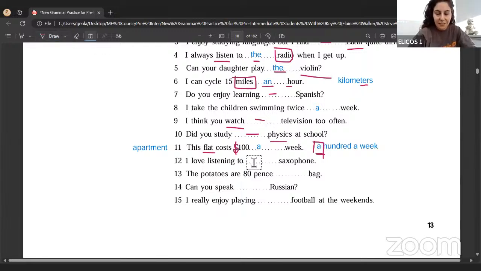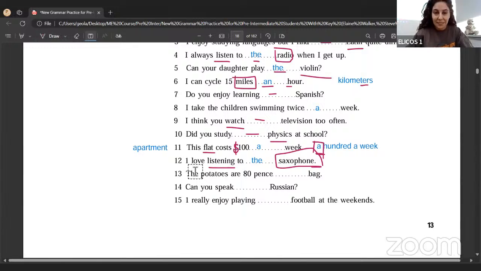The saxophone. Here we do need to say the. Why? Because it's this verb, listening. It's not just saying my daughter plays it; even if you said plays, you have to say listening. It's listening to the radio, listening to an instrument, to a type of music. So I love listening to the saxophone, to the piano, to the guitar.